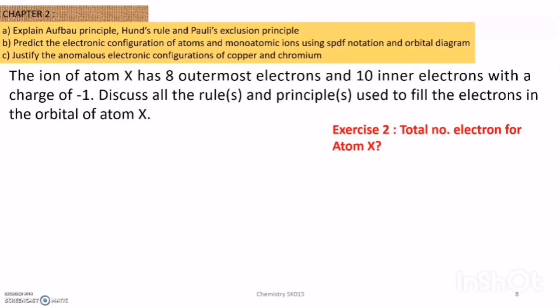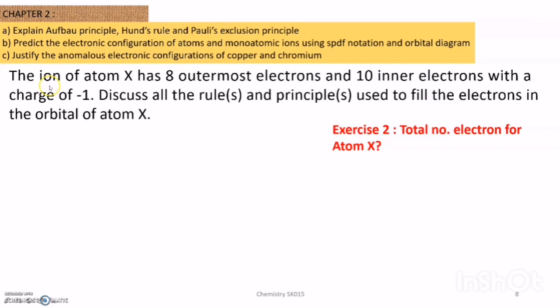Alright, for the next one, the learning outcome is to relate the Aufbau principle, Hund's rule, and Pauli exclusion principle, and also to predict the electronic configuration of atoms and monoatomic ions. We have both spdf notation and orbital diagram. And last, we have the anomalous electronic configuration of copper and chromium for chapter 2. Take a look at the example question. This one is also a previous PSPM example question.